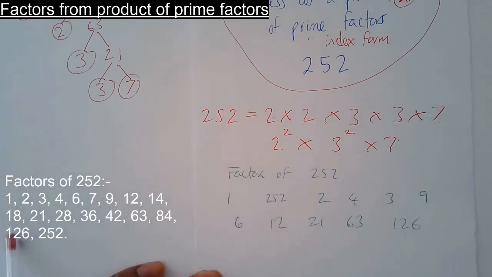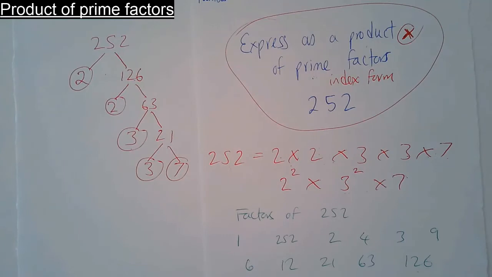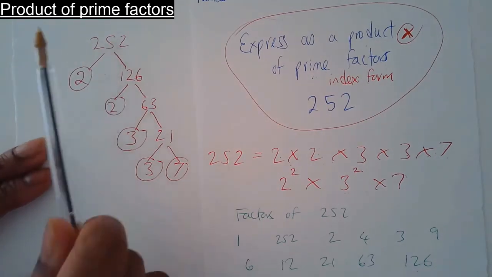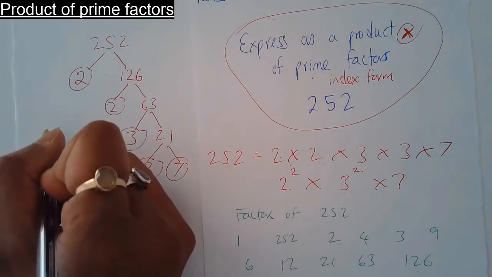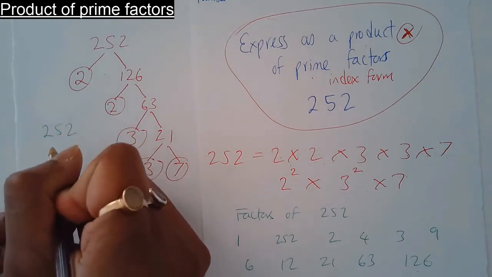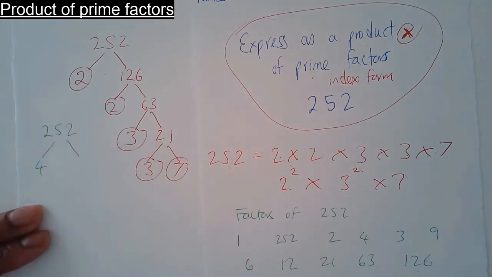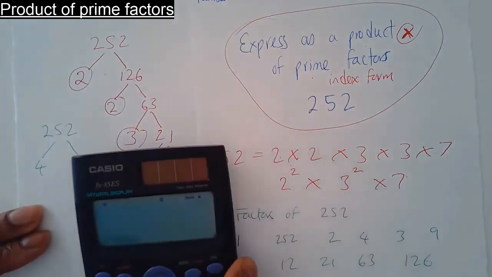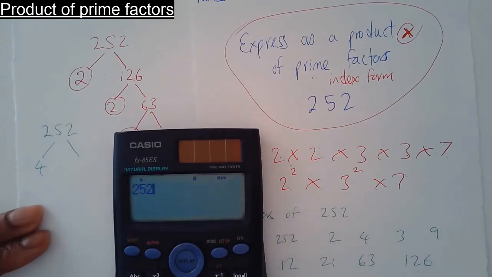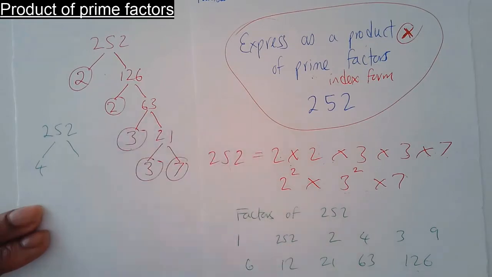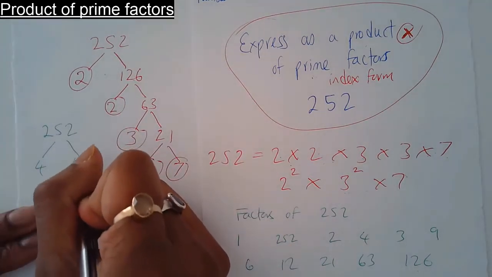Over here I've got a complete list of factors of 252. Now you're probably wondering if there is a different way of breaking down this 252 into product of prime factors. Well, let's have a go. We've got 252. I think 4 goes into 252. Let me just check. 252 divided by 4, 63. So 4 times 63 does give you 252.